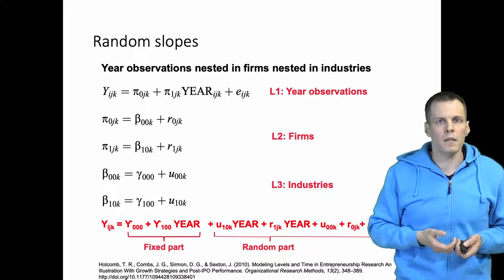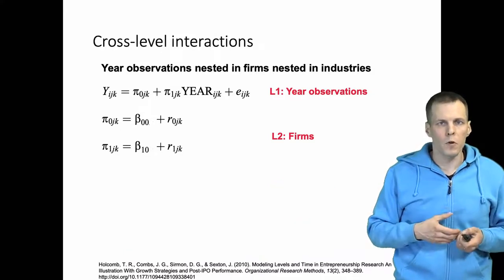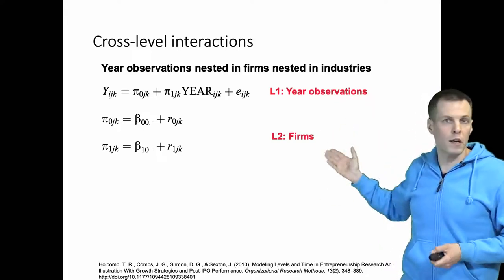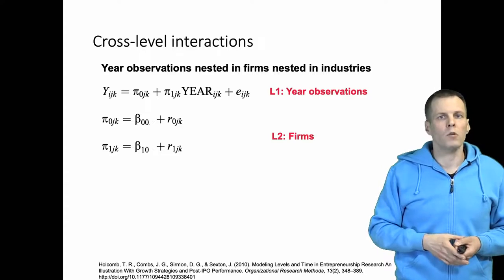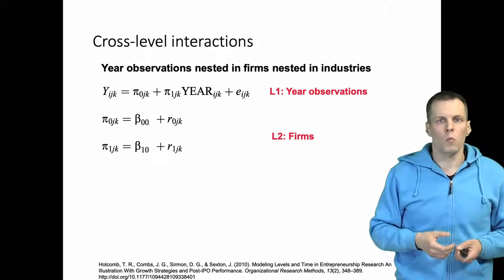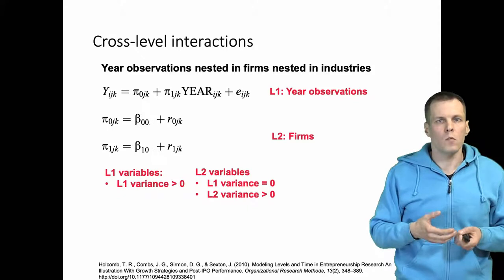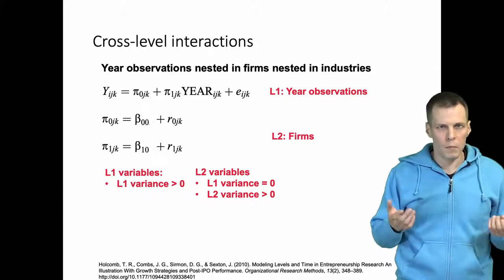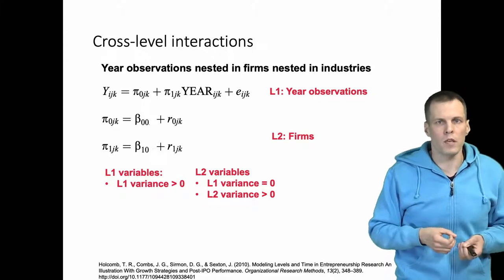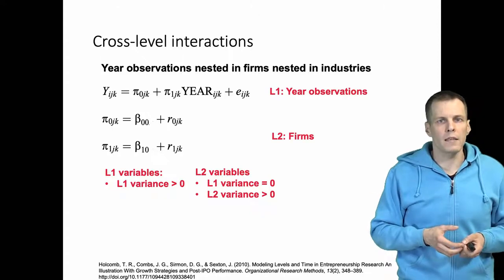Let's expand this to the cross-level interaction model. For simplicity, I'm just going to be focusing on the first two levels. So we have year observations level one, firm observations level two. To understand what the cross-level interaction is, we need to understand what are level one variables, what are level two variables. So a level one variable is a variable that varies within level one. So if we have something that varies within companies, for example, profitability, number of employees, how many new products they launch, and so on, then that is a level one variable.